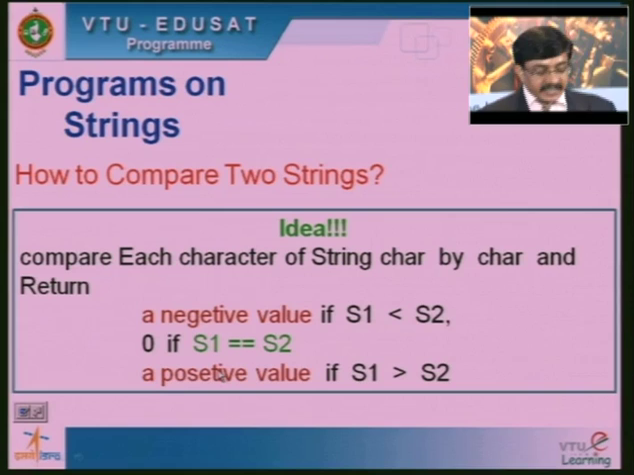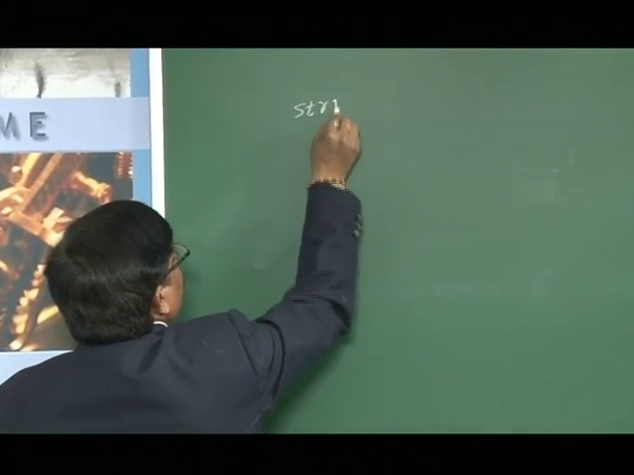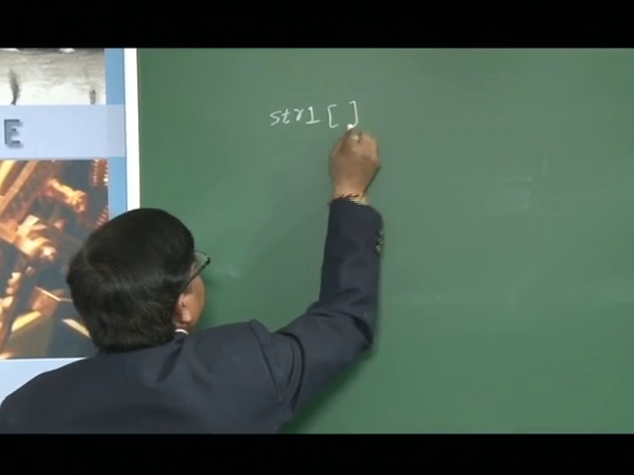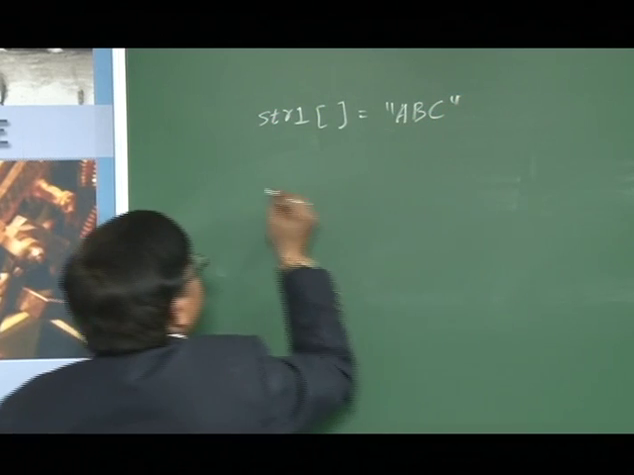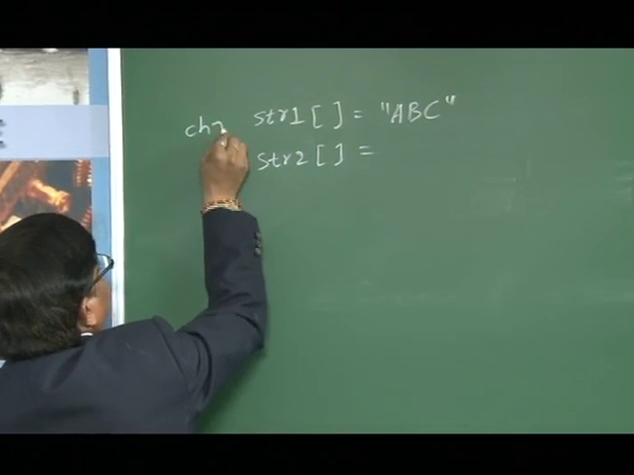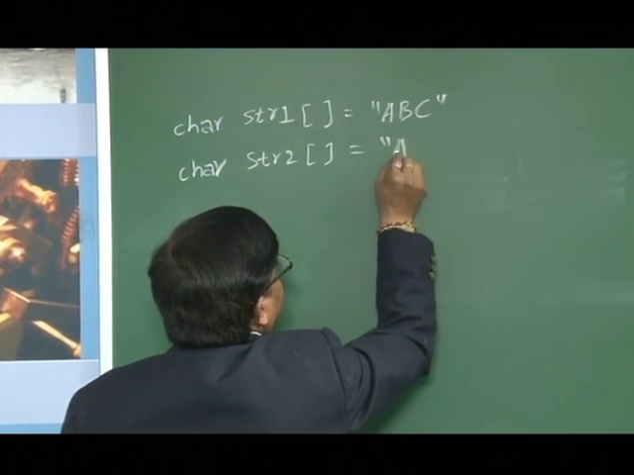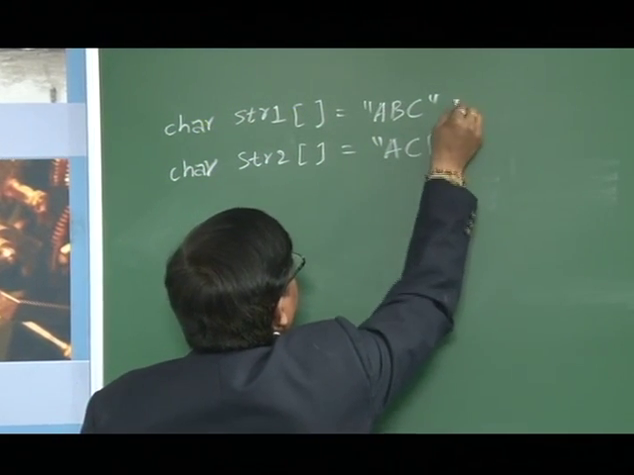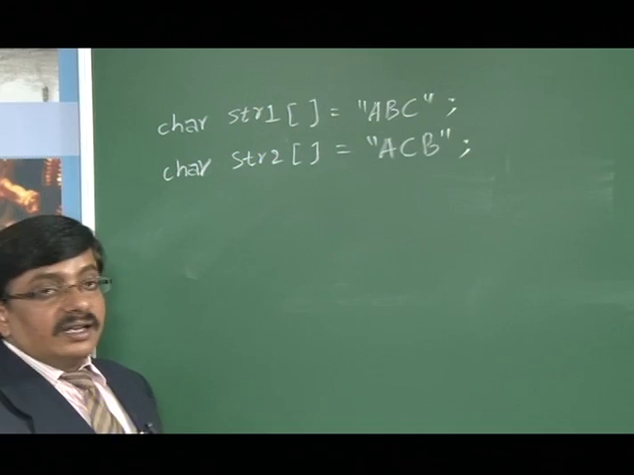So what exactly it means is, say for example, two strings. I am taking STR1 as ABC, and STR2, another array of characters, assume the data type as char. It has to be char only because it is an array of characters: ACB. Now, in STR1 we have the string ABC, and in STR2 we have the string ACB, right.